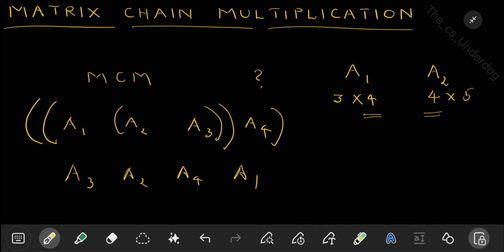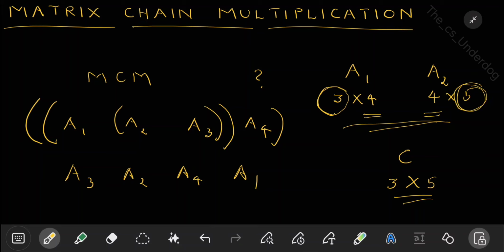One more thing: when you multiply A1 with A2, what is the dimension of the resultant matrix? Let us say A1 into A2 is C. Then what is the dimension of C? It is 3 by 5. How did I understand it is 3 by 5? Whenever you perform matrix multiplication, the resultant matrix has the same number of rows as the first matrix and the same number of columns as the second matrix. This is why I can say that when you do A1 into A2, the resultant matrix C will be of size 3 by 5. This is how I can determine the dimension.